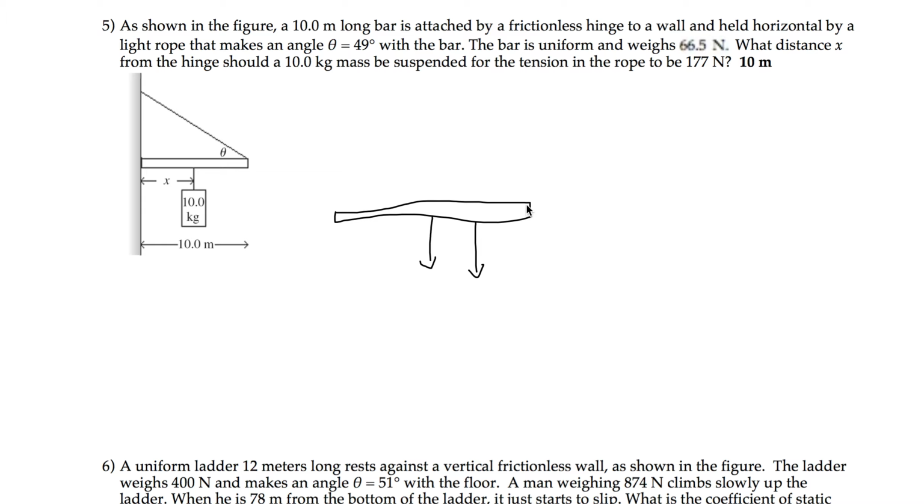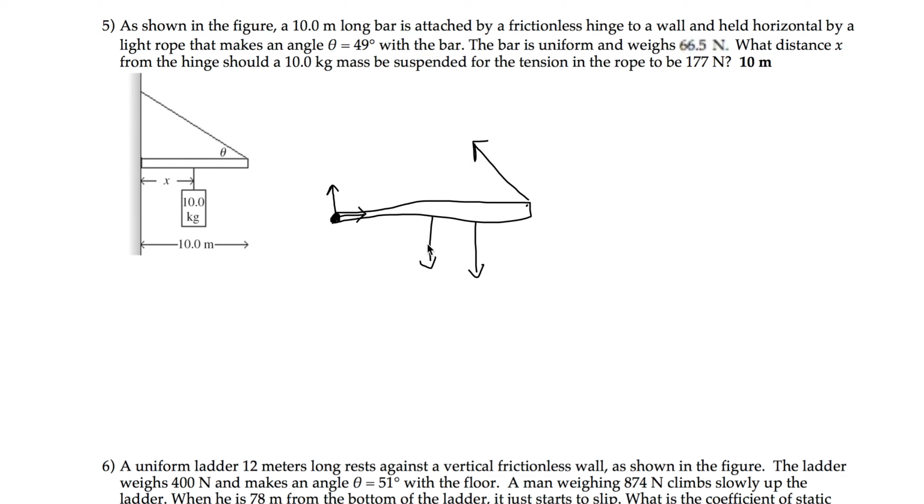There's going to be a tension over here, and over here there's going to be an upward force and a force to the right. You can think of this as the friction force and this as the normal force. But we don't care about these forces because we'll pick the pivot point to be here anyway.